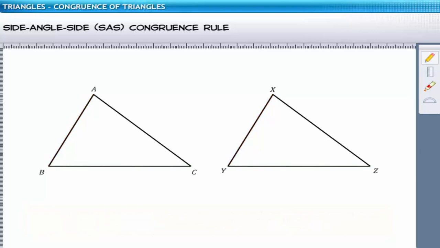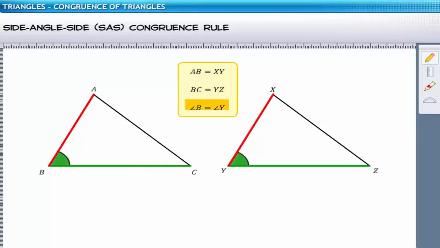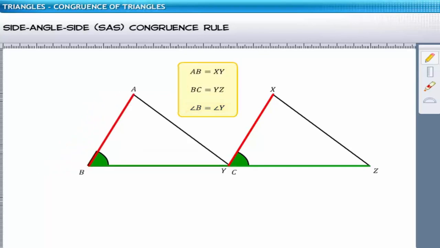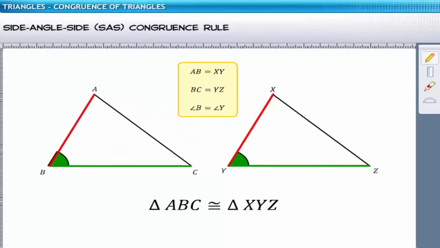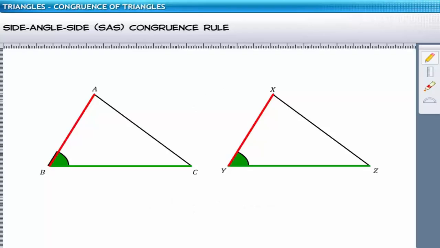Consider triangles ABC and XYZ such that side AB is equal to side XY, side BC is equal to side YZ, and angle B is equal to angle Y. Then triangle ABC is congruent to triangle XYZ. It is true for the congruent triangles if their corresponding two sides and the included angles are equal. It is considered to be an axiom.